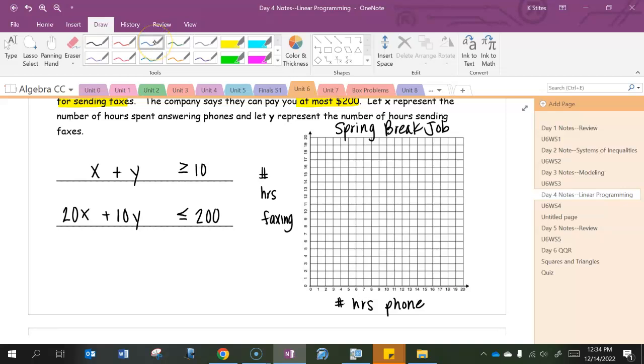But I think most people are going to choose to solve for Y, so we'll subtract our X over. That means our Y intercept is up at 10, and we have a slope of -1. Okay, and this is a solid line. And this is a greater than, so I will be shading up.